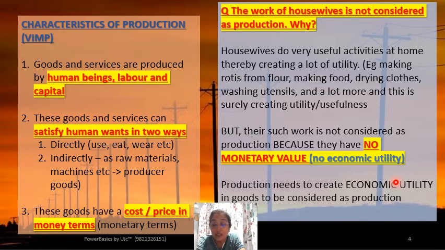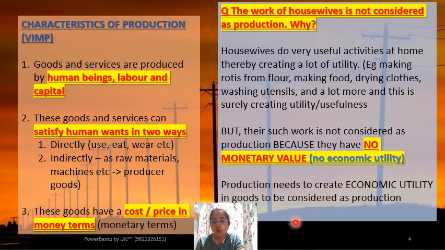But value it, because if you start putting a value to the work that a mother or a housewife does at home, it will run into lakhs and lakhs of rupees. That's her income, which she doesn't take. So production needs to create economic utility, money usefulness in goods for them to be considered production. So production has to add money value.